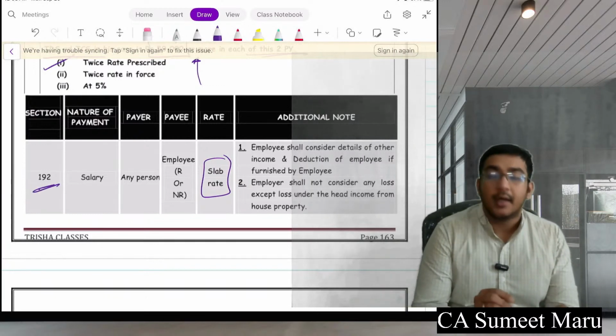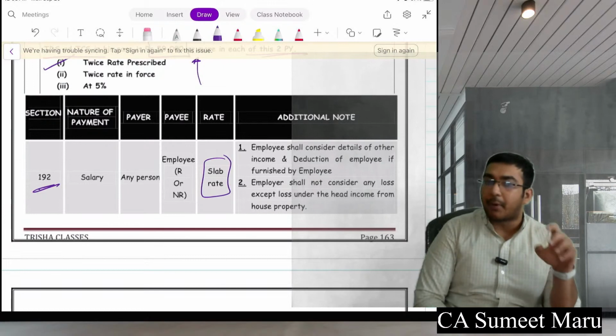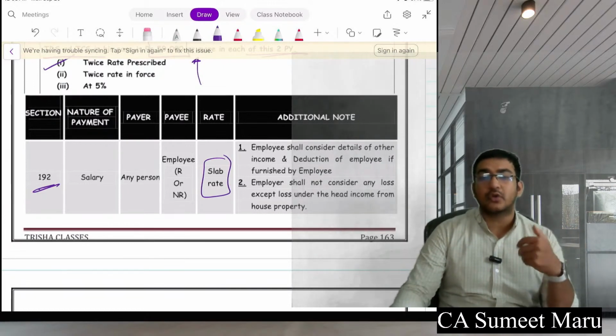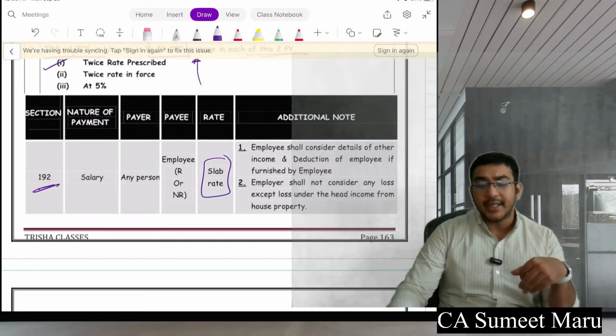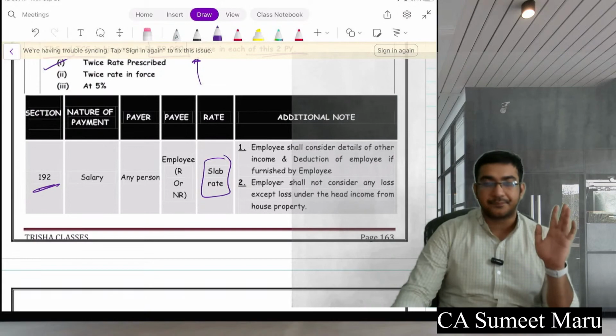Section 192. Please try to remember the sections of TDS and deductions. These are quite important because in a question, you sometimes may not understand the question if you don't know the section. So these sections are quite important. This has to be remembered by you. You can make a chart and stick it somewhere.